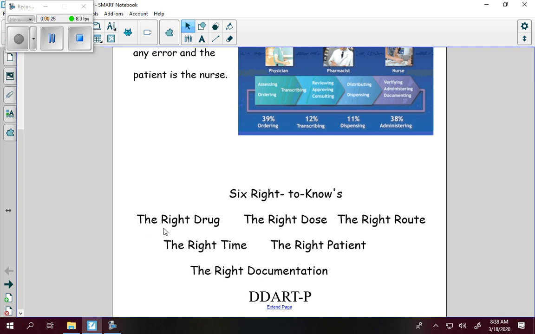The 6 rights to know are the right drug, the right dose, you must know the right route, the right time, the right patient, and the right documentation. Now, sometimes you can say dose is amount. So if I change dose to amount, then you can memorize these by saying the DART P. Like, I took the DART bus and I stuttered because I had to pee. That's how I remember them, because we have drug, documentation, amount, route, time, and then patient.